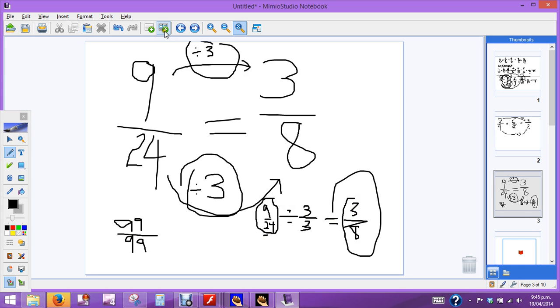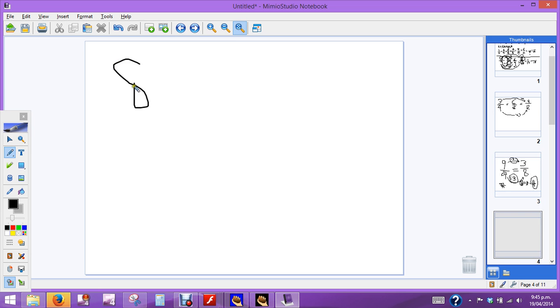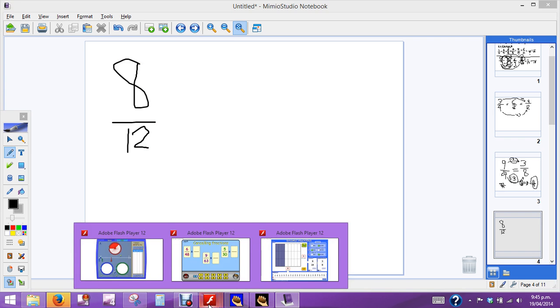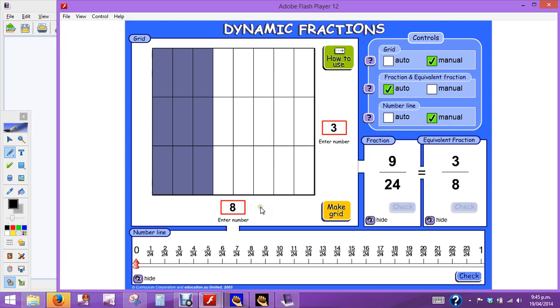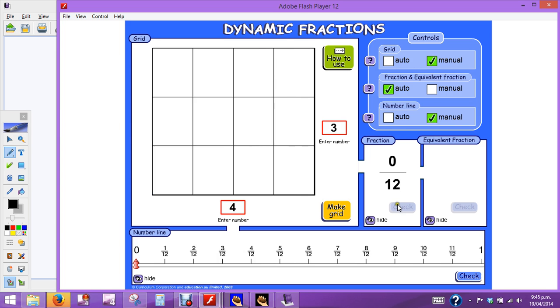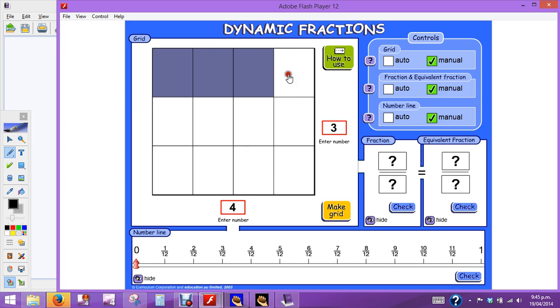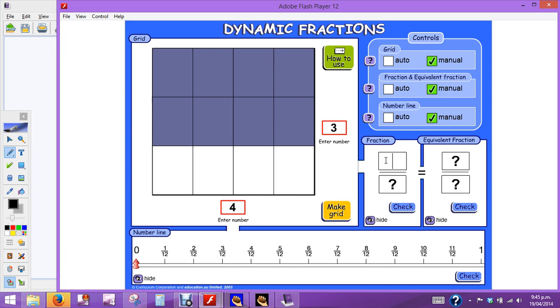Okay, let's have a look at another one. Let's have a look at 8 out of 12. Coming over here, I need 12ths, so I might do a 4 by 3 grid. 1, 2, 3, 4, 5, 6, 7, 8 bits shaded out of 12.